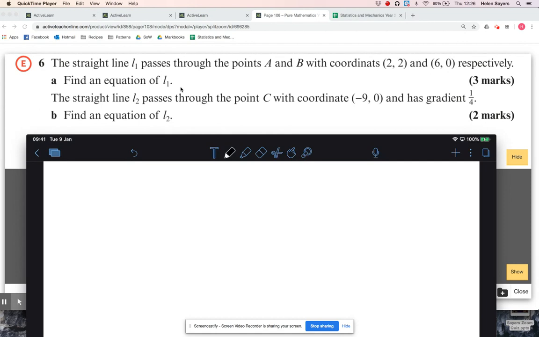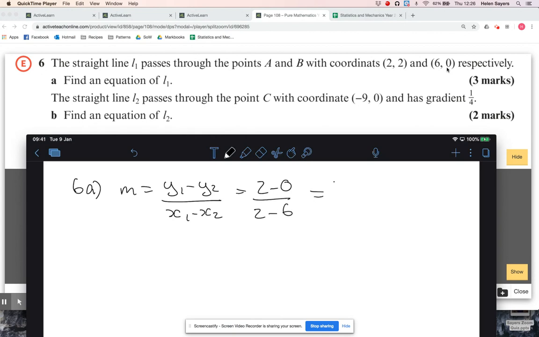Okay, so we've seen this come up before. I'm going to get the gradient first. Gradient is change in y over change in x. It doesn't matter which way around I subtract, really doesn't matter. I'll do this one, subtract this one. So change in y is going to be 2 minus 0. Change in x is going to be 2 minus 6. So 2 over minus 4, so minus a half.